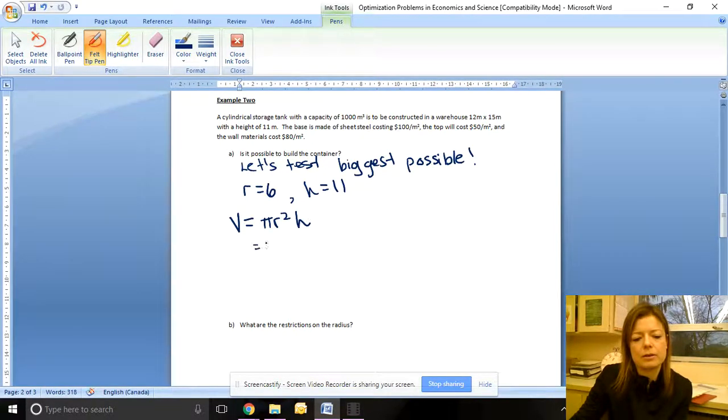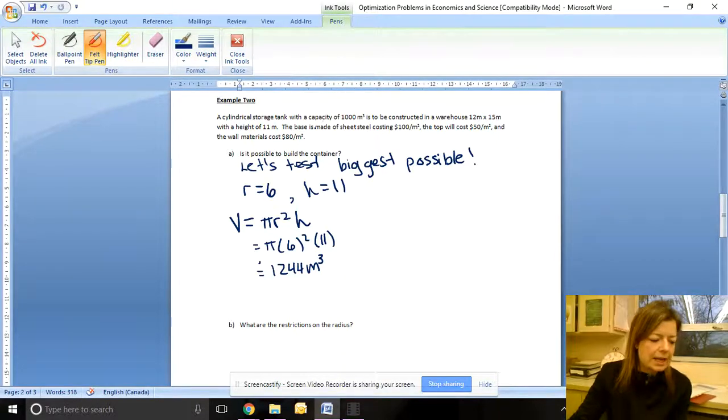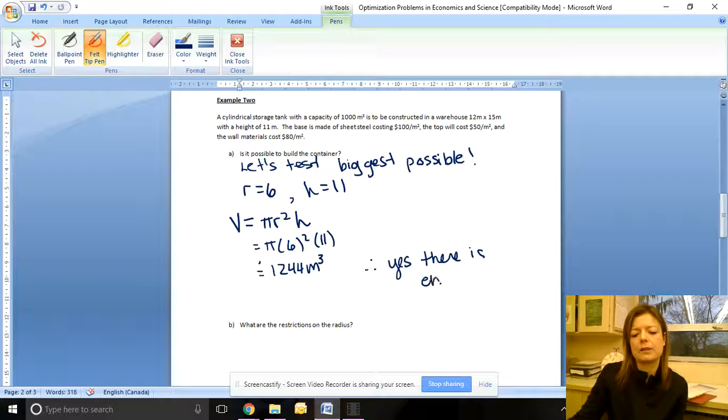So in this case, the area of the circle, pi r squared, times the height. Okay, so we put pi and then 6 squared times 11, and we get approximately 1244 cubic meters. Okay, it doesn't matter exact here because we're just seeing if it's big enough to fit this 1,000. And so yes, that's much bigger than 1,000. So therefore, yes, there's enough room in the warehouse. Okay, yay.